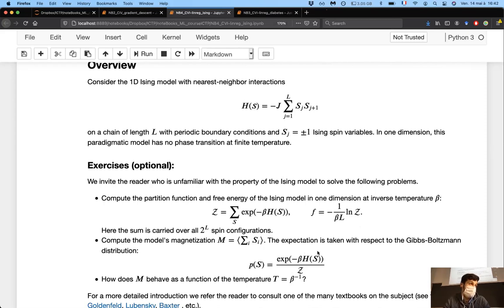And H is the energy, or what we call the Hamiltonian also, and it depends on the configuration in which the system is, which is this vector S, okay? So for those who do not know these things, I advise you to have a look at this exercise, which is rather simple, but very interesting.